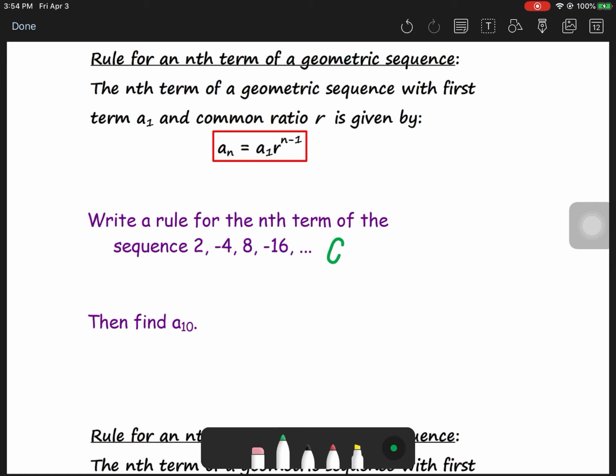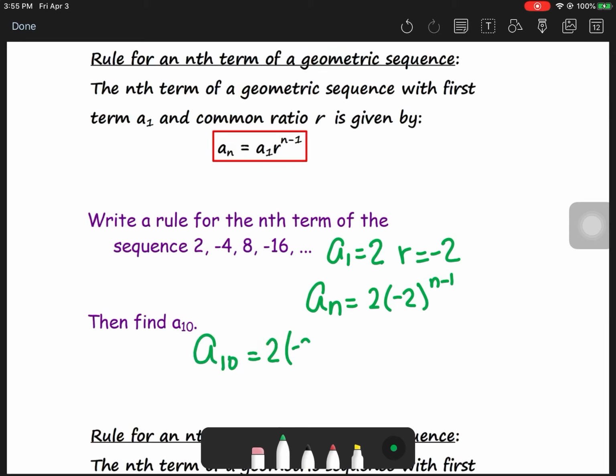So we take a look at the next one following the same rule. Our first term is a 2. We're multiplying by -2 each time. So our rule would be a sub n equals the first term times the rate to the n-1 power. So if I want to find the 10th term, I'm going to take 2 times -2 to the 10 minus 1 power, which will be 9. And if we plug that into your calculator, you're going to take 2 times -2 to the 9th power, which will be -1024.